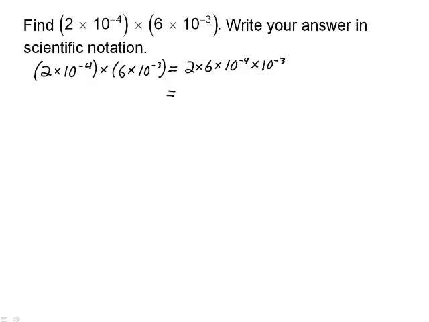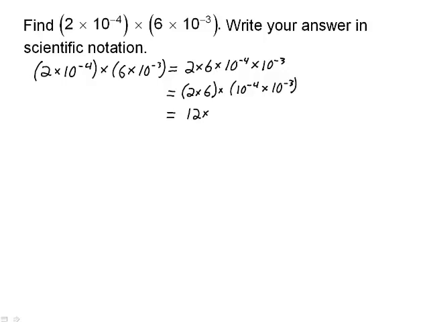Now, use the associative property of multiplication to group the whole number factors and the powers of 10. So group 2 times 6 and group 10 to the negative fourth times 10 to the negative third. Now we can evaluate the groupings. 2 times 6 is 12.